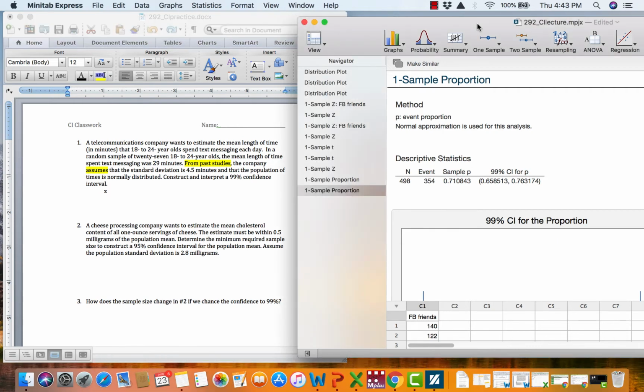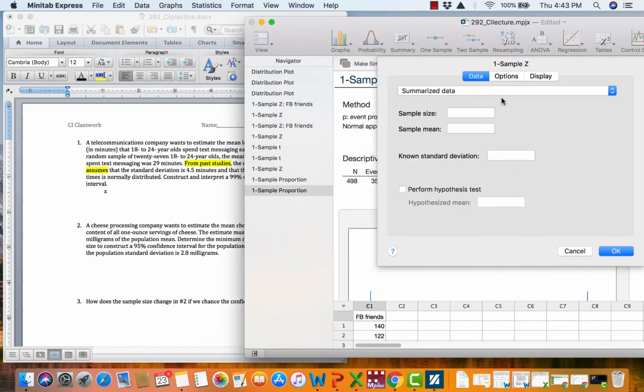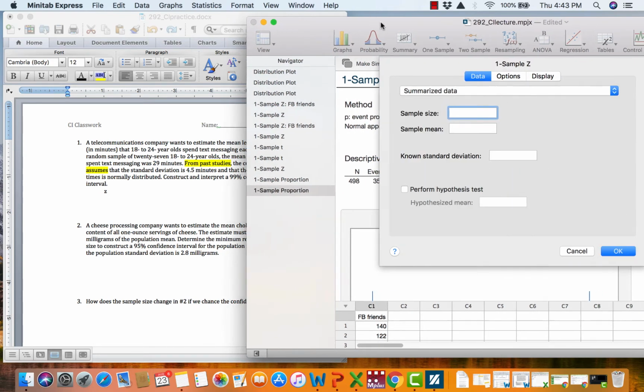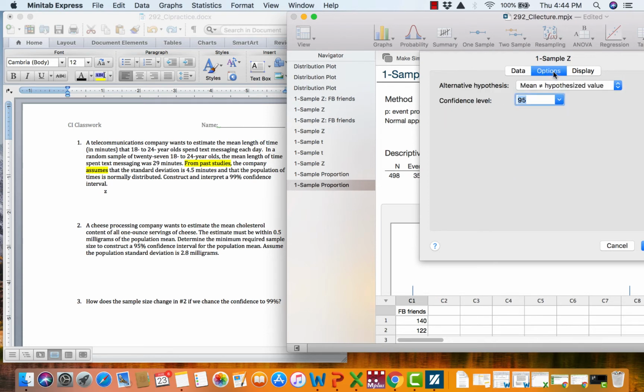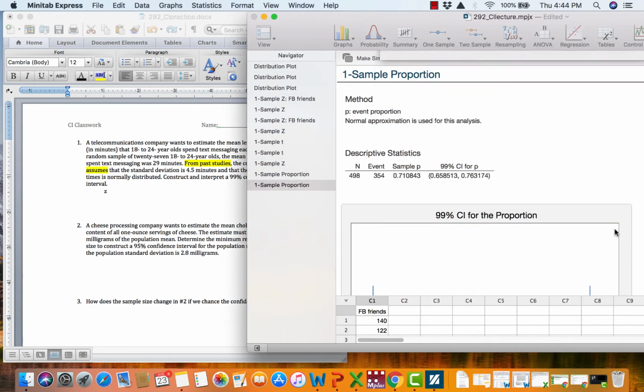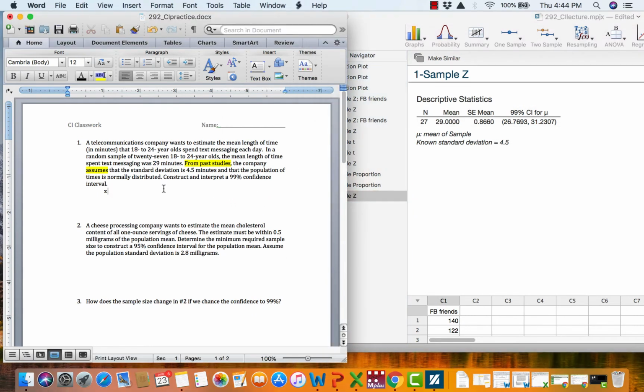All right, so we go into one sample Z. We choose summarize data. Our sample size is, you've got to be careful, it's typed out. We have 27 18 to 24-year-olds. The mean was 29 minutes. The known standard deviation is 4.5. And we go under options and change our confidence to 99%. All right, there's our confidence interval. Now we just need to interpret it.